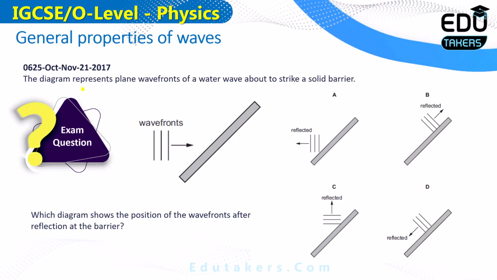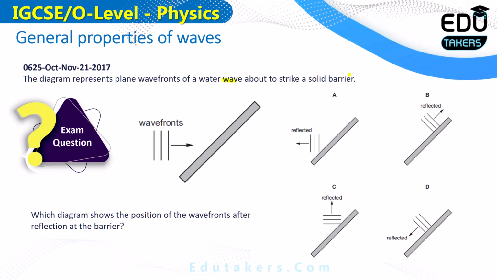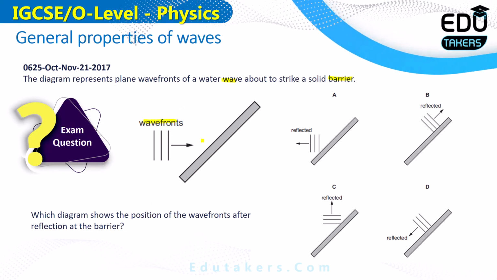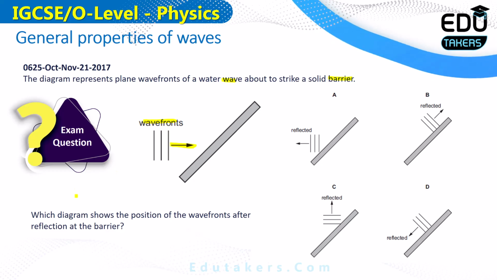Here is the exam question that appeared in October-November 2017. The diagram represents the plane wavefronts of a water wave about to strike a solid barrier. So these are the wavefronts that are striking the solid barrier, and this arrow shows the direction of these wavefronts. These are moving towards the barrier. Which diagram shows the position of the wavefronts after reflection at the barrier? So what will be the position of the wavefronts after they get reflected by this solid barrier?